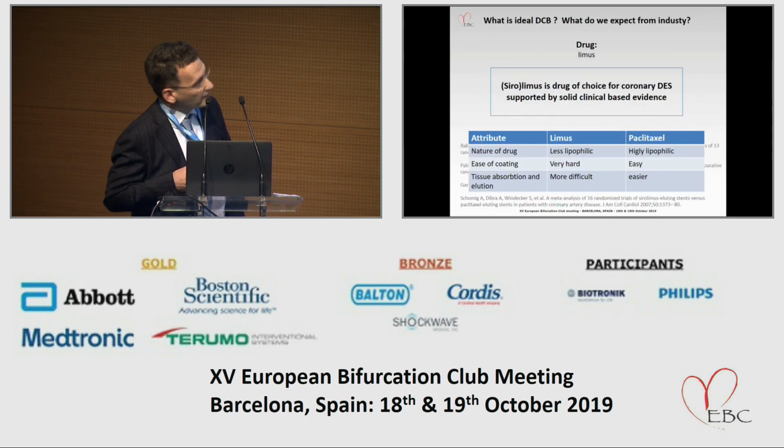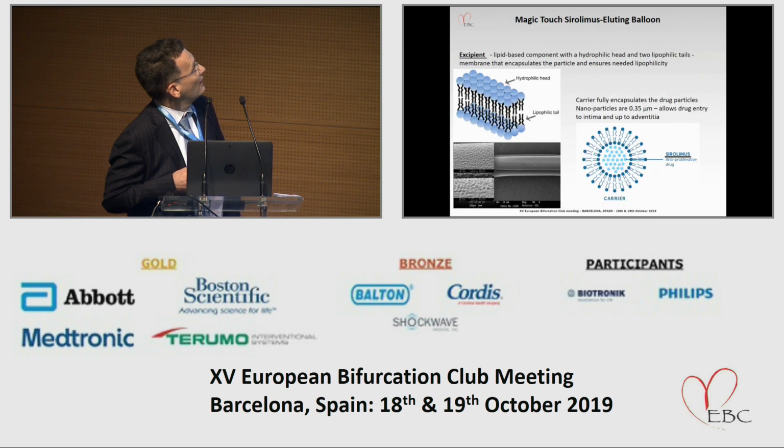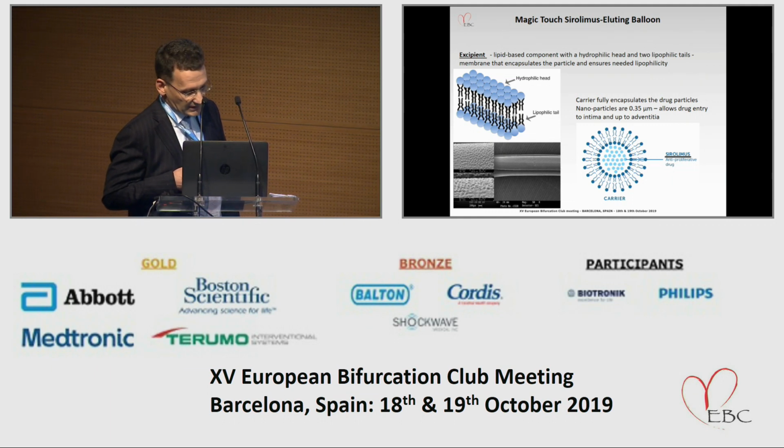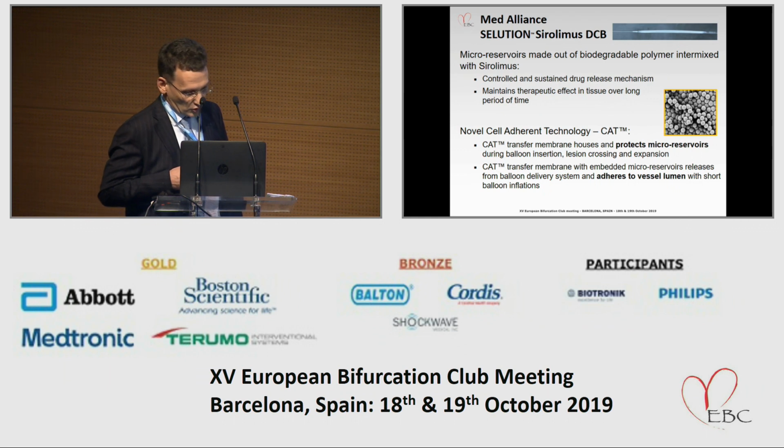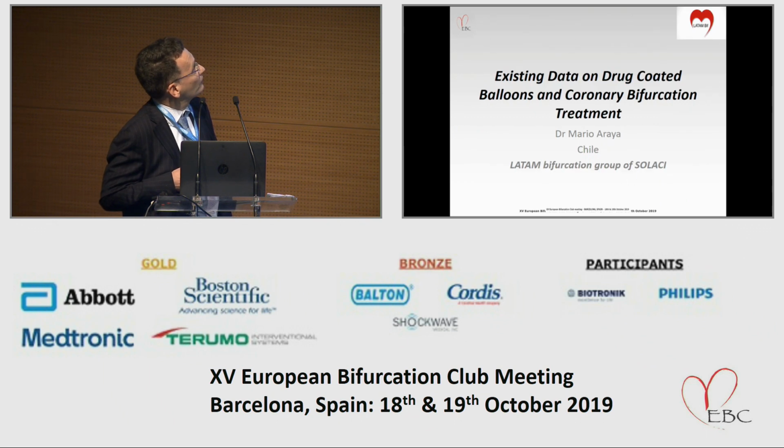To come back to the drug issue, limus, although it is considered the drug of choice for coronary stents, was not the case for DEB until recently due to decreased lipophilicity and very hard coating. There have been some advancements, to name but a few. The Magic Touch shows an excipient that results in better lipophilicity, whereas the solution shows microreservoirs out of biodegradable polymer intermixed with sirolimus and a novel cell-adherent technology.